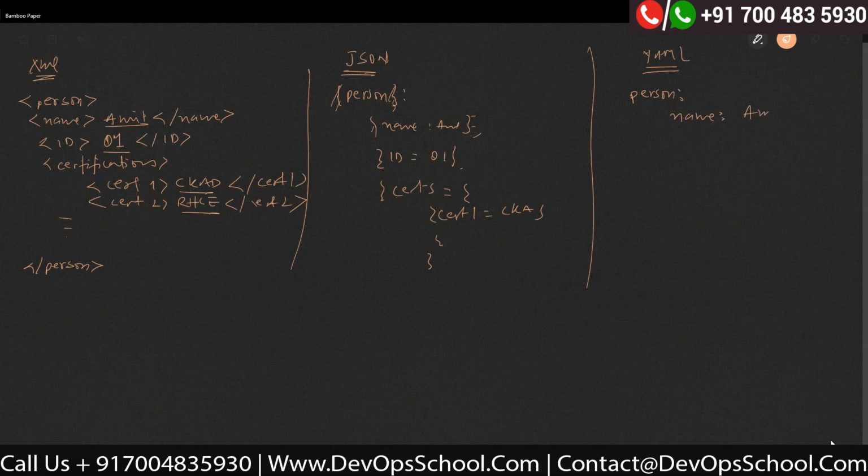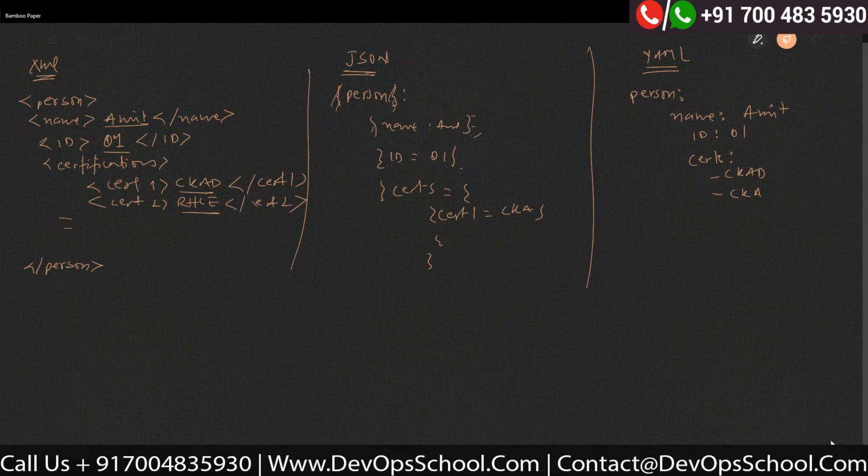Is Amit. Pretty readable format. ID is 01, certs is CKAD, for example, CKA, and then any other detail, right? So you can see that it's all meaningful data which is stored in a pretty consistent structured format, right?